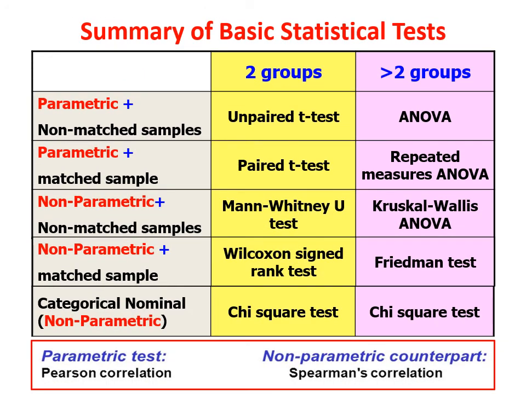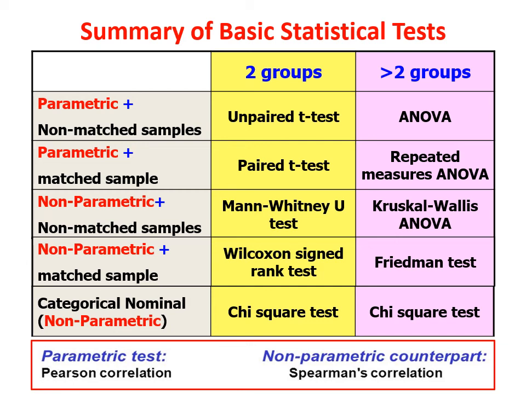This table will summarize the basic statistical tests used in parametric and non-parametric data. The yellow column is for when we compare two groups. If we have two groups and the data is parametric and the two groups are non-matched, what is the meaning of non-matched? It means two different groups, say control and model. In this case they are non-matched, and if the test of normality shows the data is normally distributed, then it is parametric. So for parametric and non-matched, if we compare two groups only, we use the unpaired t-test.